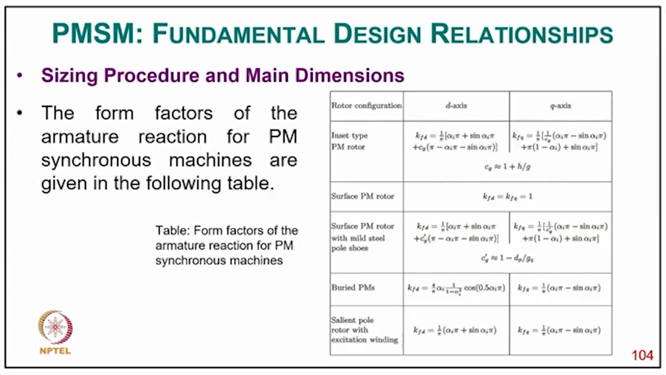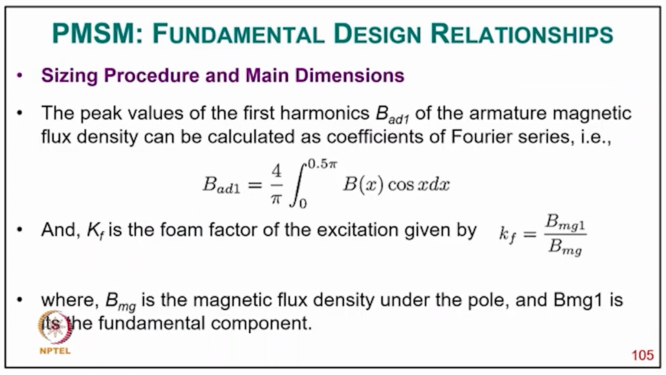Here you can see the form factors of the armature reaction for the PM synchronous machine, given in the following table. You can see here the rotor configuration for the d-axis and q-axis. Typically the form factors are given for the interior PM rotor, surface mounted rotor, then surface rotor with mild steel pole, then buried magnet, and salient pole rotor with excitation winding. So here it is, the form factor of armature reaction for the PM synchronous machine.